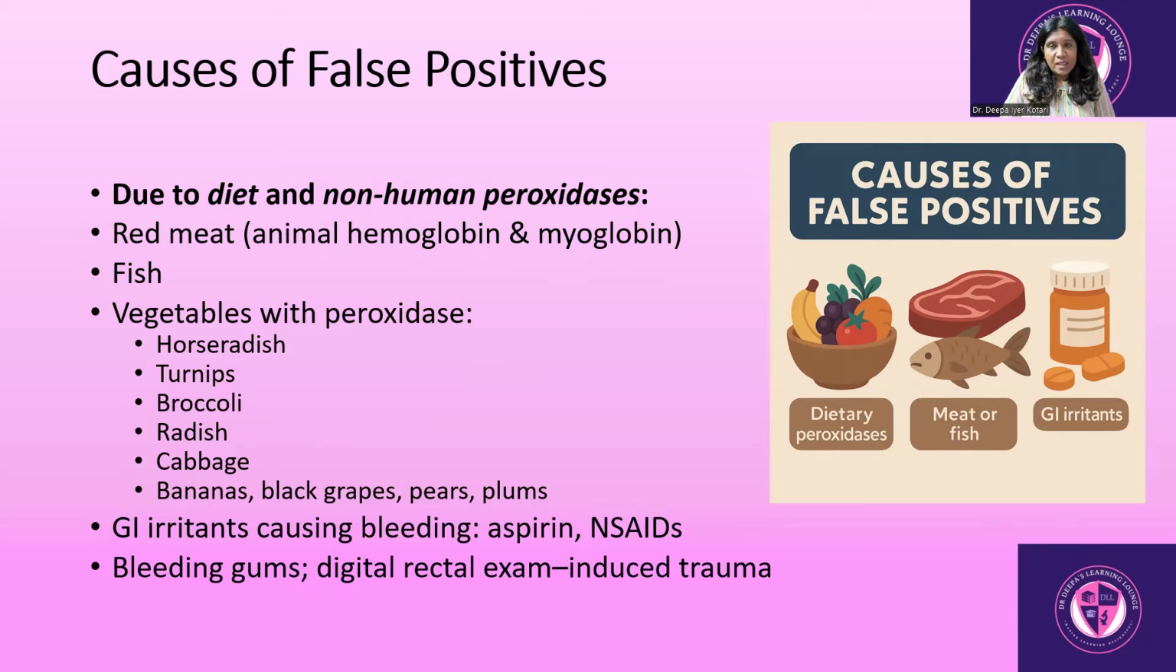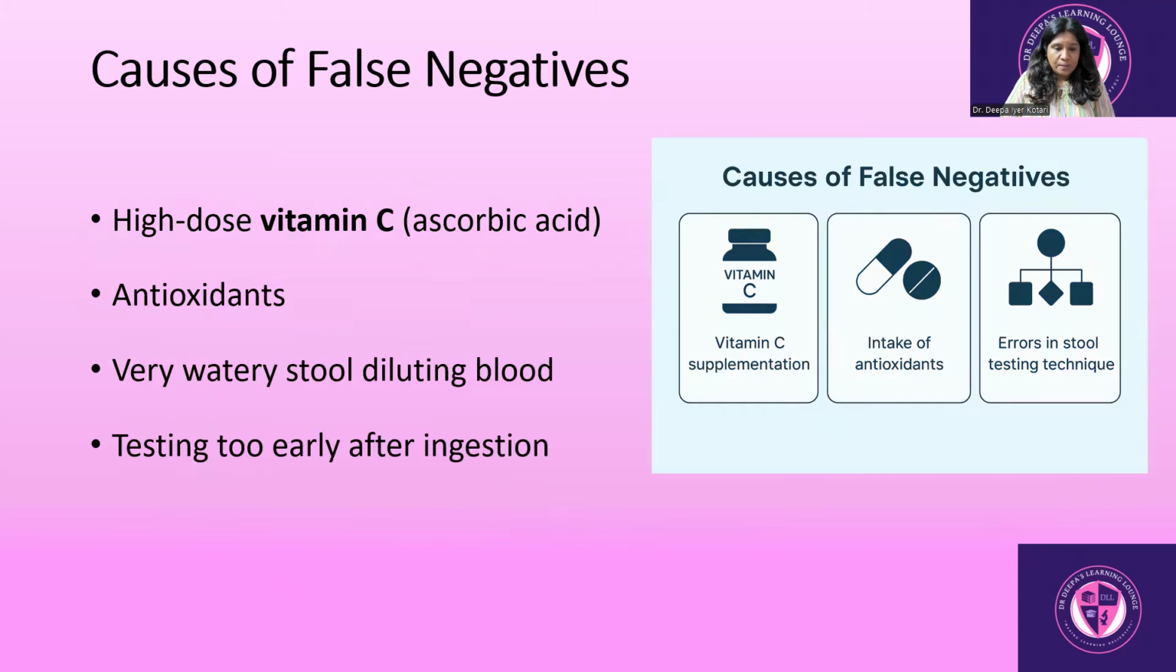Another important thing is in case there is an overzealous digital rectal exam that is being done by the clinician, especially in an uncooperative patient, there can be some trauma to the rectum or the lower GIT because of the overzealous digital rectal examination. That also can cause a slight amount of bleed, which can lead to occult blood testing coming out as positive. So bleeding gums onwards to any area of the GIT can produce a false positive. GI irritants like NSAIDs can cause a positive. Any of the peroxidase containing vegetables or fruits can cause a false positive. Eating red meat also can cause false positivity.